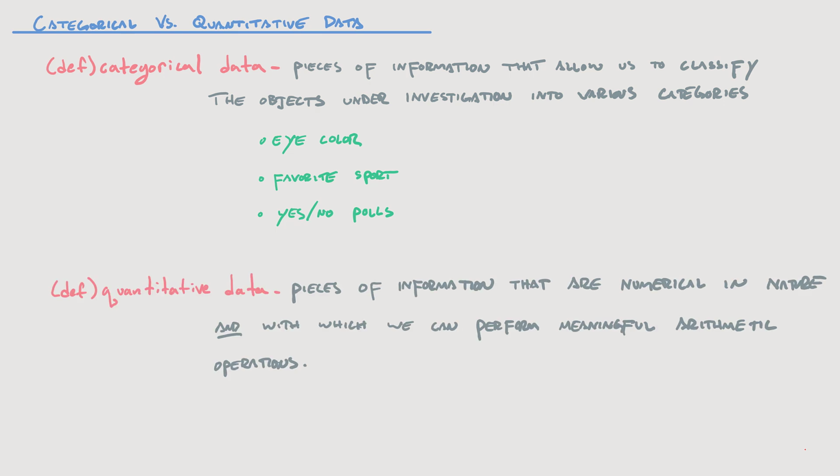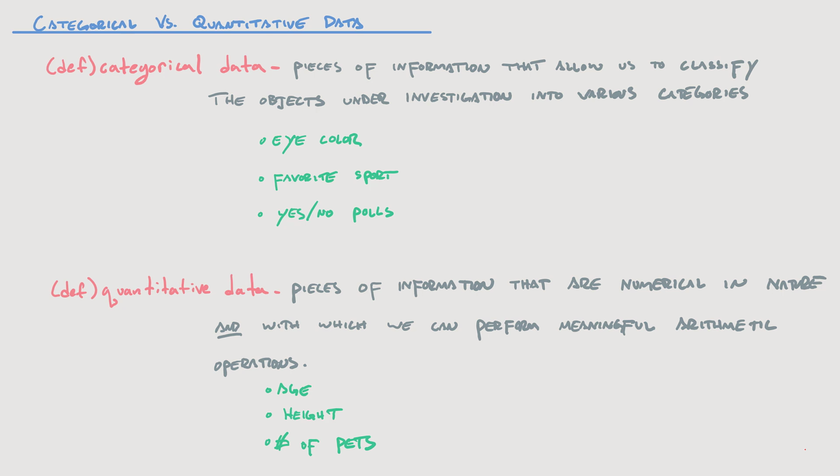Quantitative data is when pieces of information that are numerical in nature is the data that's being collected, and with which we can perform meaningful arithmetic operations. So an example of this would be like average age, right? Or average height, or average number of pets, or something like that. And all of those I'm using average, but it doesn't necessarily have to be an average that you're after.